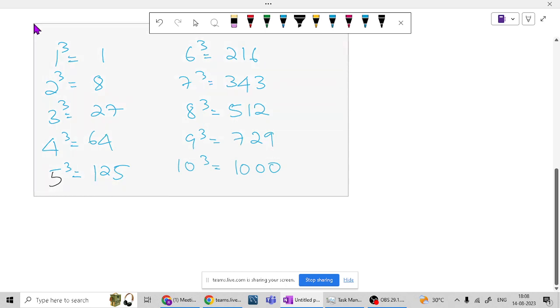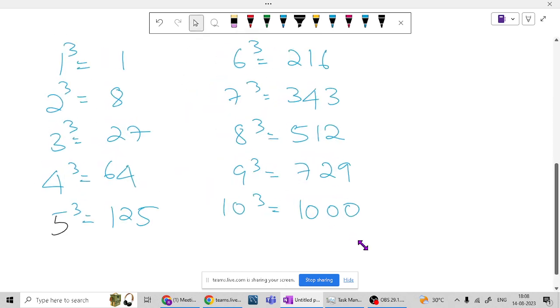Done? Have you all copied these values? 1 cube, 2 cube. Yes, sir. All this.